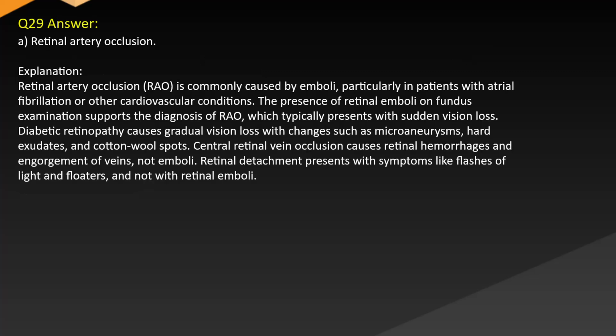Answer A. Retinal artery occlusion. Explanation: retinal artery occlusion (RAO) is commonly caused by emboli, particularly in patients with atrial fibrillation or other cardiovascular conditions. The presence of retinal emboli on fundus examination supports the diagnosis of RAO, which typically presents with sudden vision loss. Diabetic retinopathy causes gradual vision loss, with changes such as microaneurysms, hard exudates, and cotton wool spots. Central retinal vein occlusion causes retinal hemorrhages and engorgement of veins, not emboli. Retinal detachment presents with symptoms like flashes of light and floaters, and not with retinal emboli.